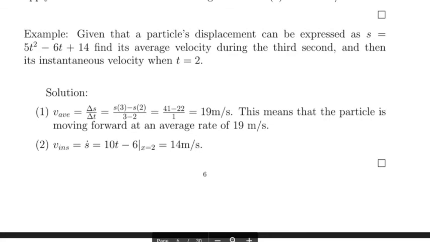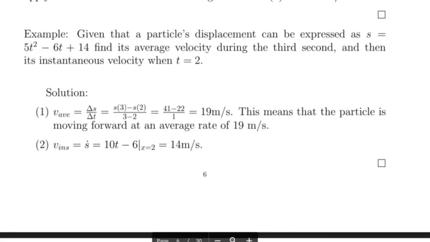If you want the instantaneous velocity, what we got to do is take the derivative. So the derivative of 5t squared minus 6t will be 10t minus 6. And then we are going to evaluate this, that's what that line means, where t is equal to 2. When you plug that in, you get 14 meters per second.